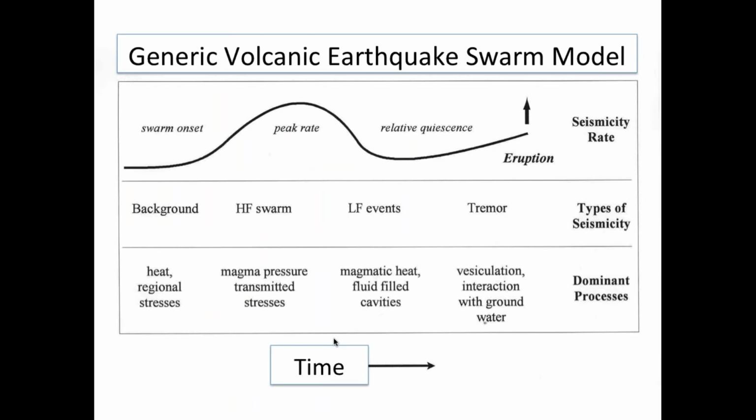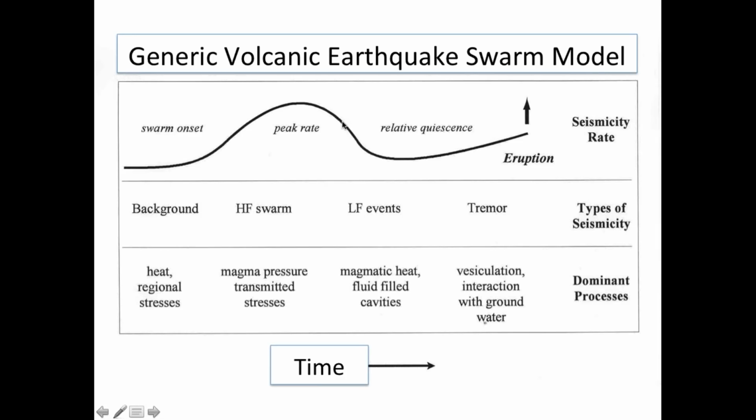So in terms of the sequence, we've just done a quick walk through this sequence: background, high frequency, peak rate. One important thing: life would be easier if the eruptions always occurred right when the peak rate was happening, but this doesn't happen. So you reach a peak rate and then it drops off.